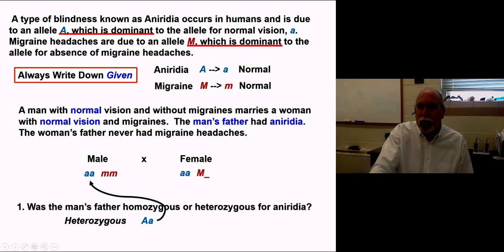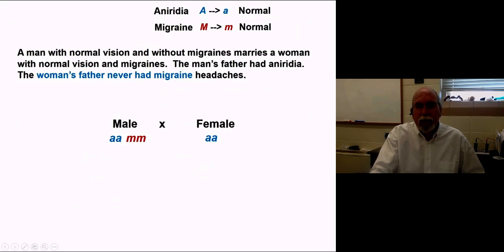He's got normal, right? Mom gave him one of these little a's. Where'd the other one come from? It's just a logic problem. It had to come from dad. So dad had to be heterozygous for that.